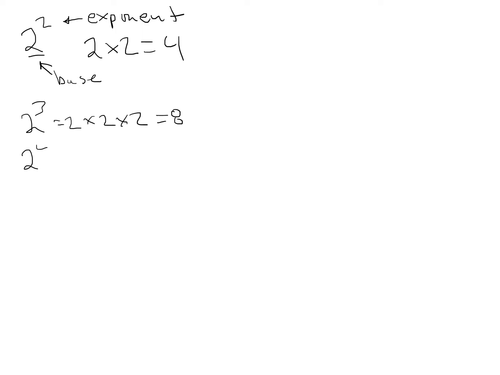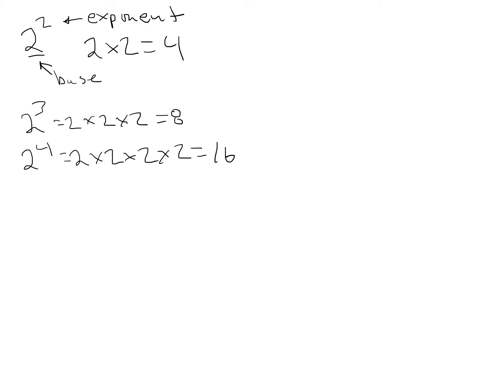Same thing with 2 to the fourth power. It means there are going to be 4 of them getting multiplied: 2 times 2 times 2 times 2. And that's going to equal, let's say 2 times 2 is 4, times 2 is 8, times 2 is 16.